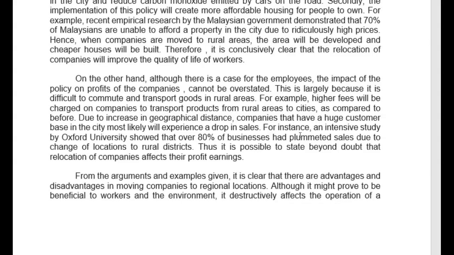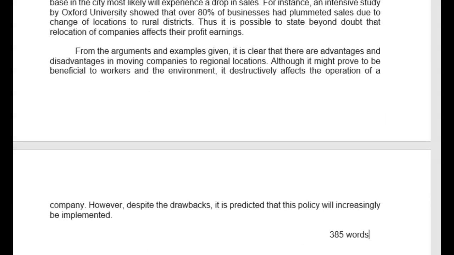Lovely. Good. From the arguments and examples given, it is clear that there are advantages and disadvantages to moving companies to regional locations. Although it might prove to be beneficial to workers and the environment, it destructively affects the operation of a company. I don't like that word there, it destructively affects. That's not such a great term to use. However, despite the drawbacks, it is predicted that this policy will increasingly be implemented. That's good.